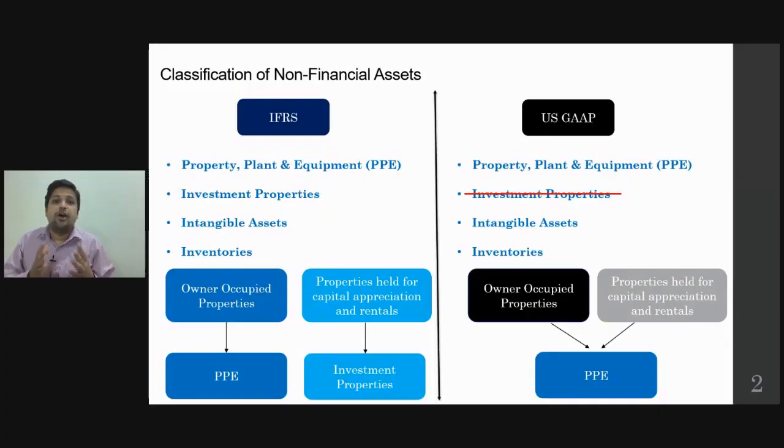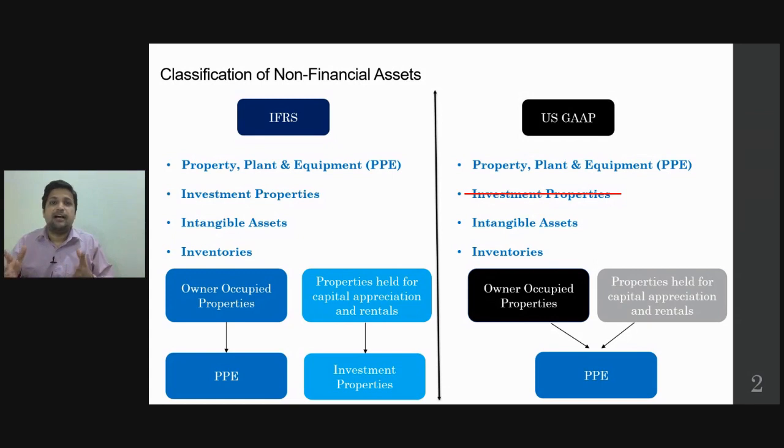In this particular episode 1, we're going to talk about the key differences between IFRS and US GAAP pertaining to non-financial assets, predominantly related to non-current assets and inventories. Let's take a look. Classification of non-financial assets. In IFRS, non-financial assets are classified into 4 major categories: property, plant and equipment, investment properties, intangible assets, and inventories.